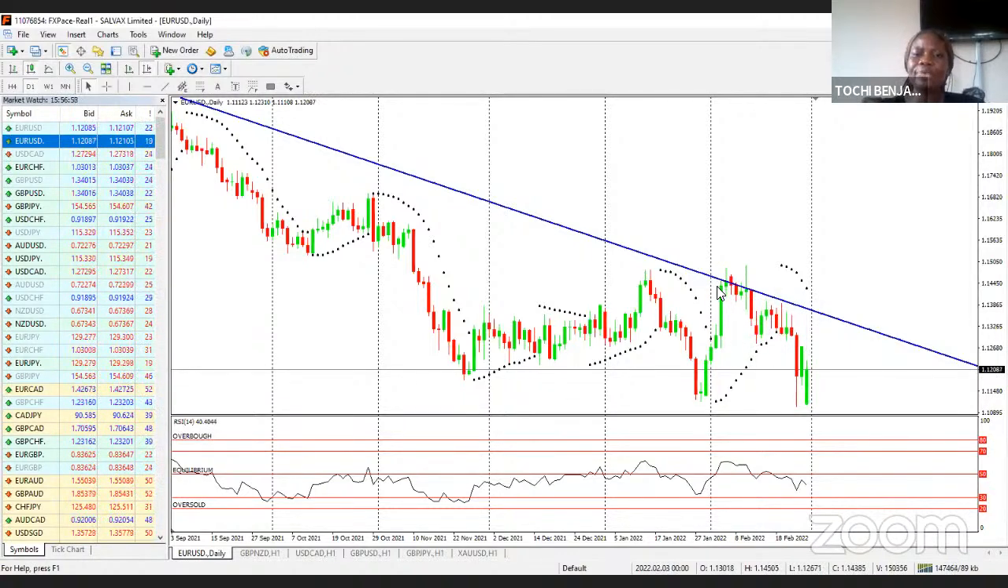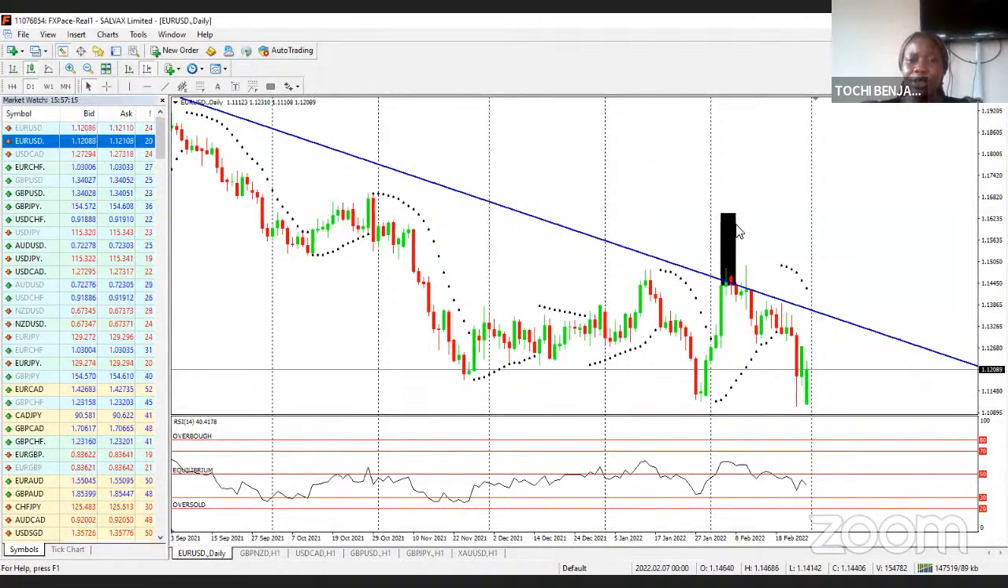Now you have to wait for this candle to close. The next candle that opens should tell you if there is still strength. Imagine the next candle opens with another strength up. That means it has broken this trend line, right?